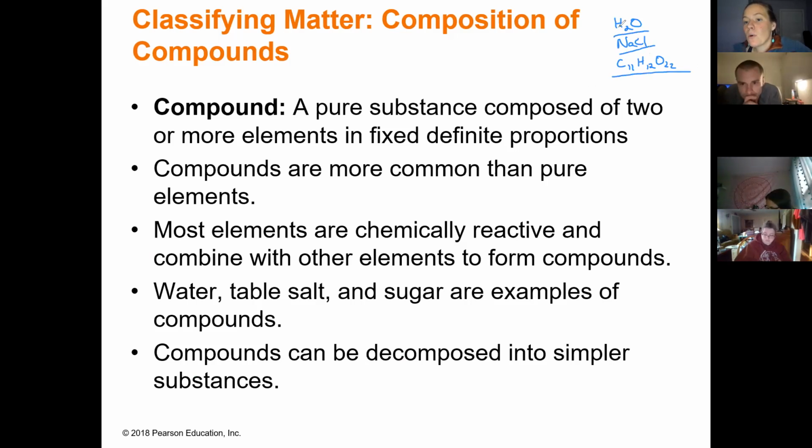I can't change the proportionality of hydrogen to oxygen. It's got to be 2 hydrogens for every 1 oxygen. That is what makes water water. Otherwise, it would be something else. Compounds are a little bit different than elements in that I could technically break a compound down into simpler things. I could take these compounds and break them down into elements, right? So I could take water and break it down into hydrogen and oxygen. It has the capacity to break down into something simpler.